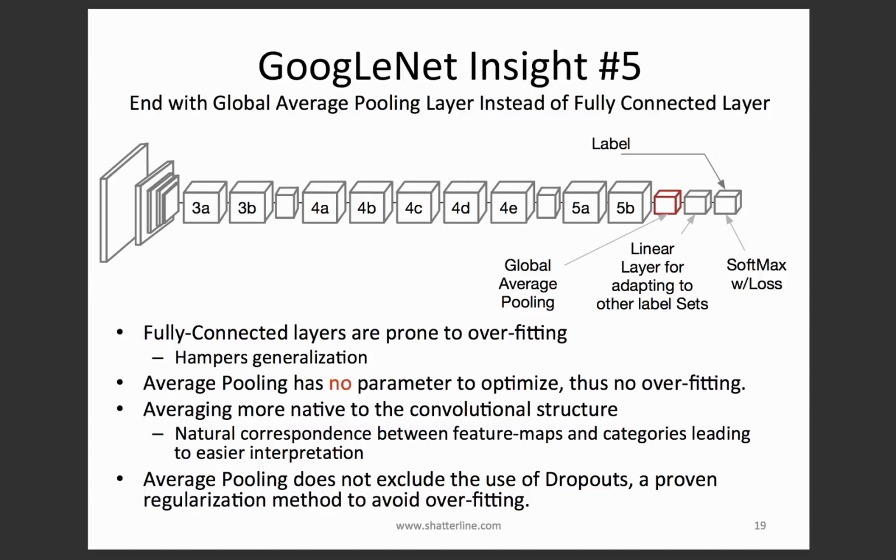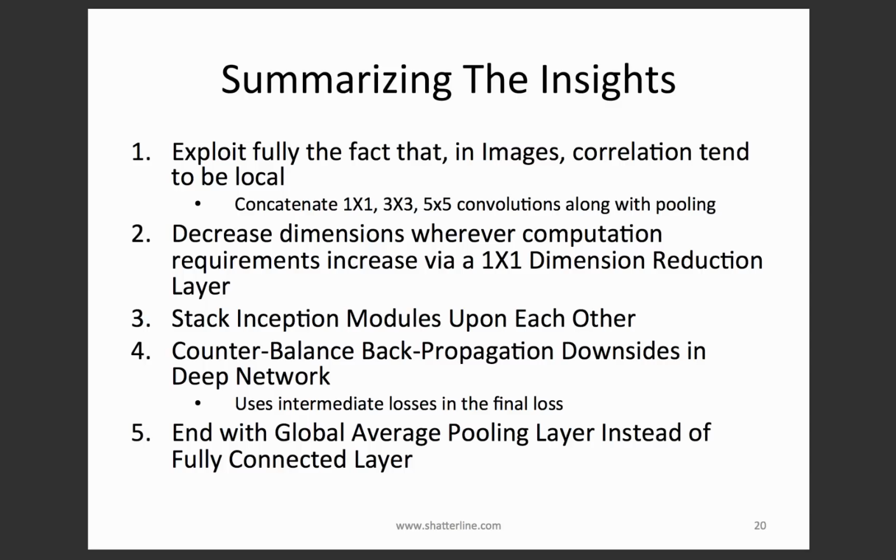We see that same principle used in yet another network called SqueezeNet, which also utilizes the concept of network-in-network. Note that global average pooling does not exclude the use of dropouts, a proven regularization method to avoid overfitting. Note also that GoogLeNet provides a linear layer at the end of the network for adapting the network to other labels. This is helpful when you are working on your own problem that needs to classify just a few classes. This concludes all the insights provided by GoogLeNet.